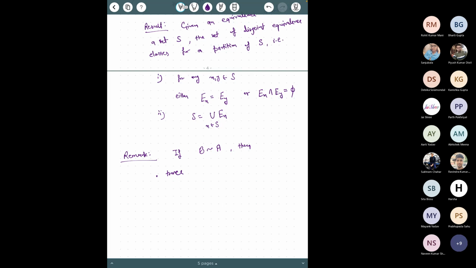If B and A are similar matrices, what can you say about their trace? Can you say that the trace of B is the same as the trace of A, or it is greater than, less than? Is there any relation?